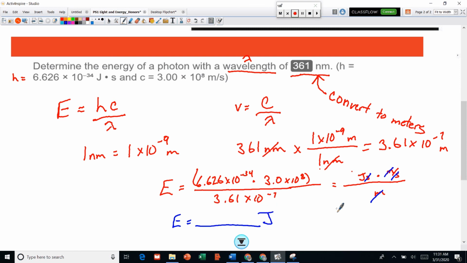Now, I am not going to solve this and give the answer out for this. I do want you to plug it in. So I would treat these two first, 6.626 times 10 to the negative 34 times 3.0 times 10 to the 8th first, and then divide it all by 3.61 times 10 to the negative 7. And you should get the correct answer there.